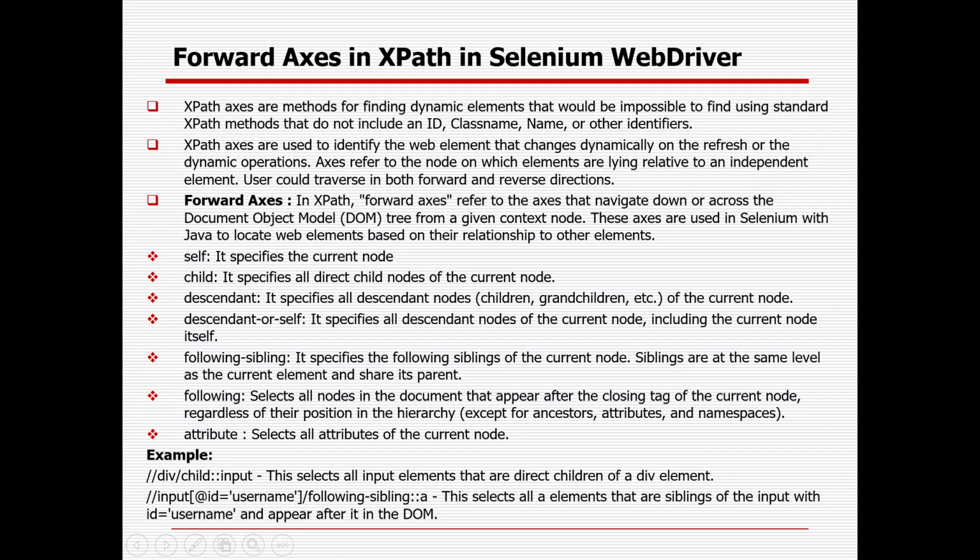Second example: //input[@id='username']. That way I am creating the XPath for the username field. After that we are giving following-sibling::a. That means this selects all elements that are siblings of the input with ID username and appear after it in the DOM. Now let's see the implementation of forward axes XPath.